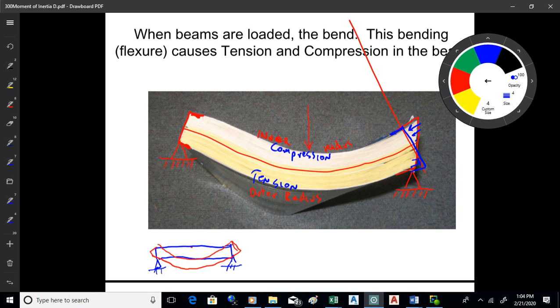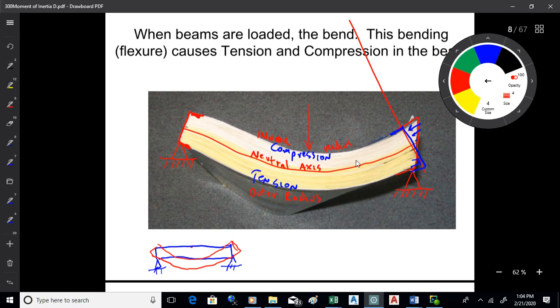Now there's a line there. So what you have on the beam is the bottom part of the beam is in tension, it's stretching. The top of the beam is in compression, it's being pushed in. There's a line that runs right down the middle, and that's called the neutral axis, and it's called the neutral axis because it's in neither tension nor compression. It's the boundary between the two. Okay?